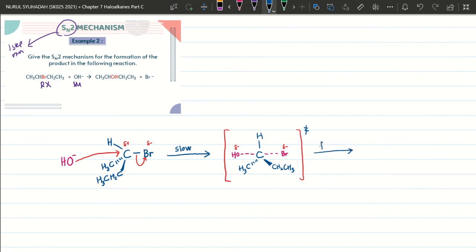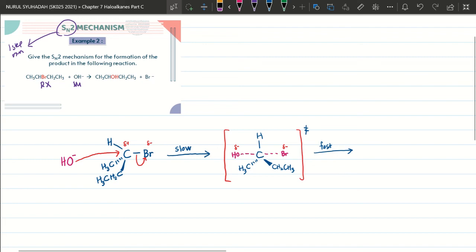Fast step here. If your exam paper doesn't have enough space, put the arrow downwards. If it doesn't fit to the right, draw the arrow downwards. Since I have space, I put it to the right. So here at the fast step, what will happen? This carbon-bromine bond will break and the structure will be inverted.